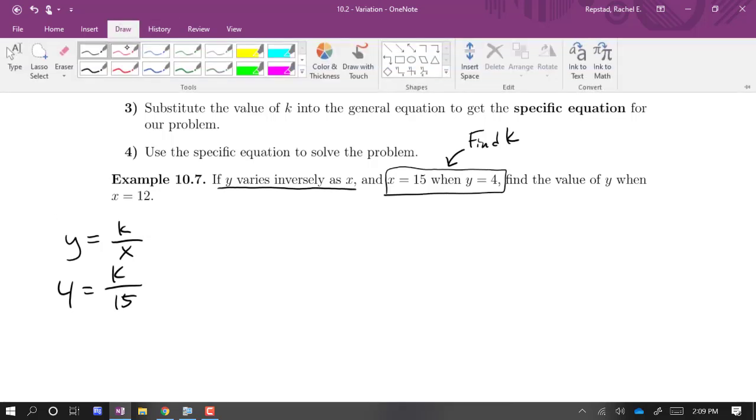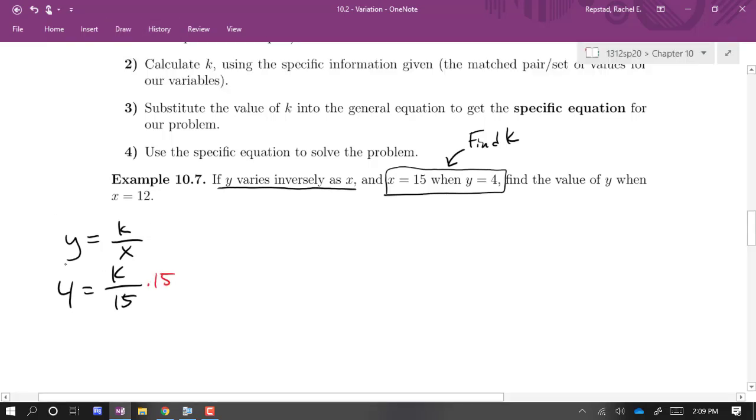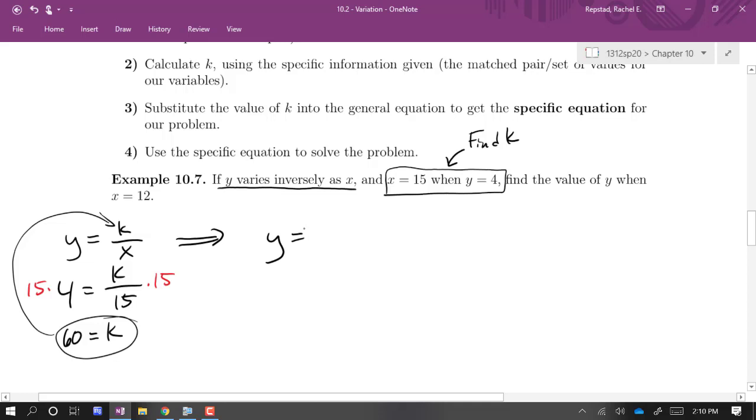So now we can solve for k. Multiply both sides by 15, and we get k is equal to 60. And then we're going to take this k equal to 60 and put it back in the equation. So now here's our specific equation. Y is equal to 60 divided by x.